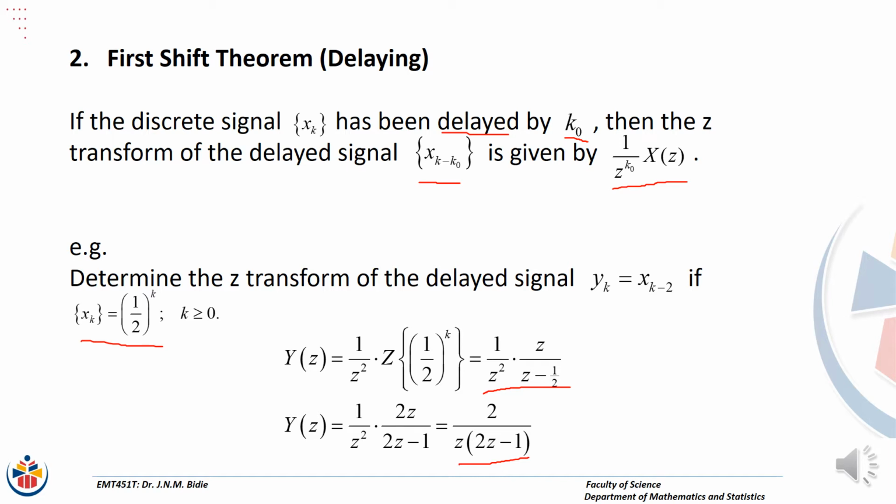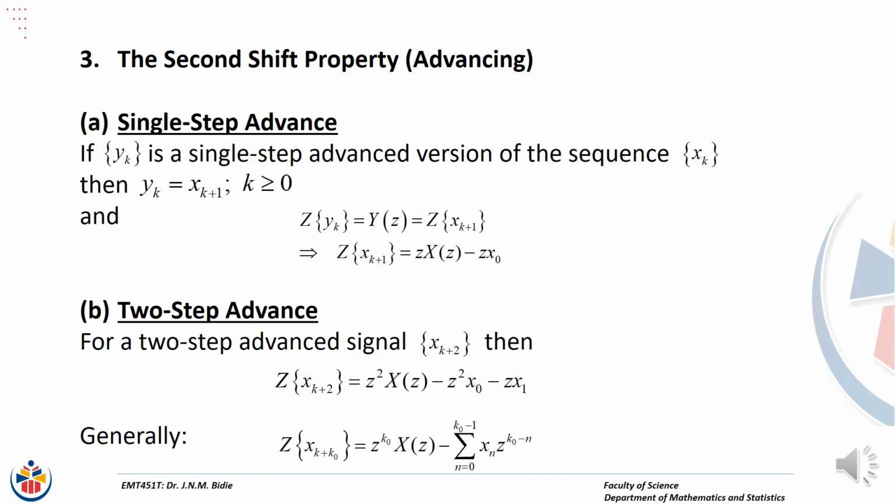Once again, we will have 1 over Z to the power k naught. So we always need to take note of the delay or the value of k naught. Then we go to the advancing shift, where you have a single step and a two-step advance. The single step is recognized as xk plus 1, and the two-step is xk plus 2.